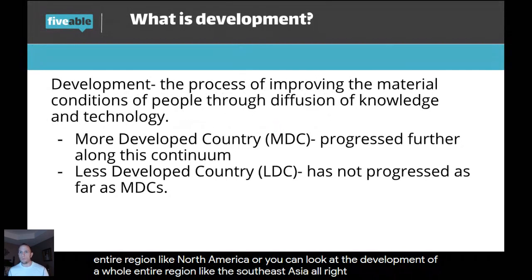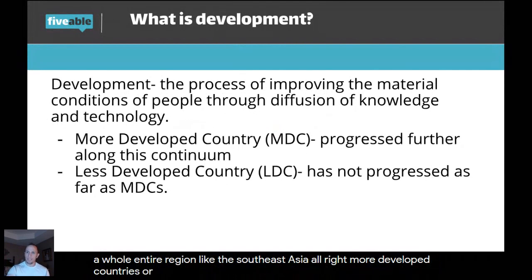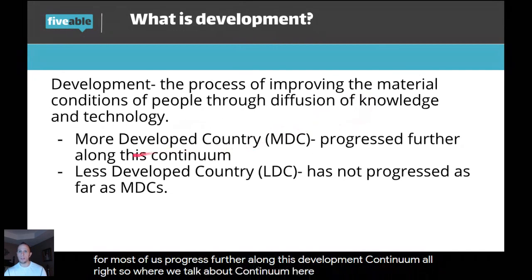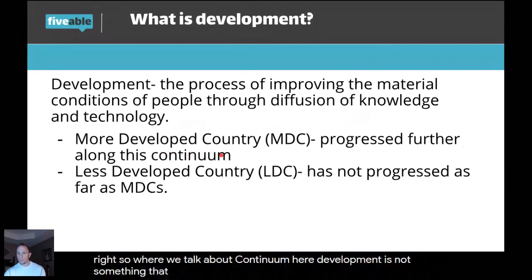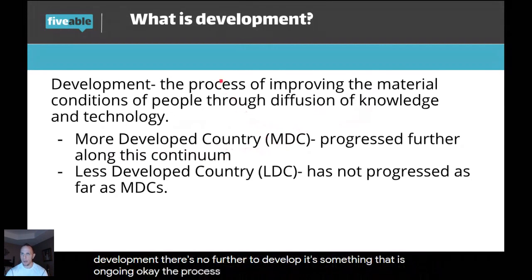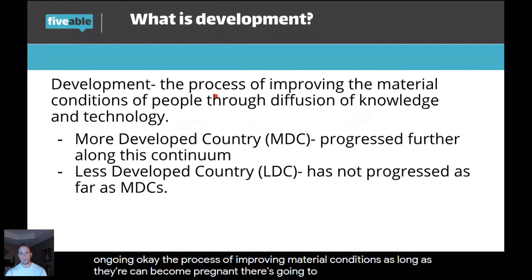All right, more developed countries, or MDCs as you'll see it written, okay, and hopefully this is a review for most of us, progress further along this development continuum. So when we talk about a continuum here, development is not something that, hey, we're the United States, we've achieved development, there's no further to develop. It's something that is ongoing, okay? The process of improving material conditions. As long as there can be improvement, there's going to be further development.